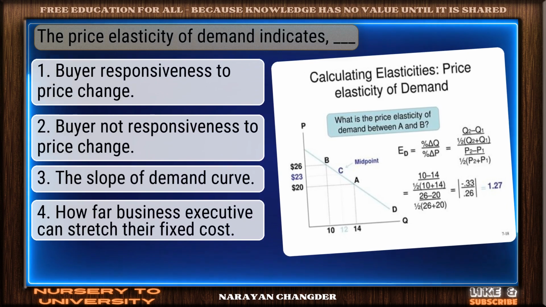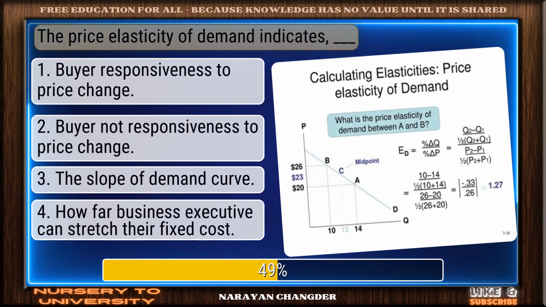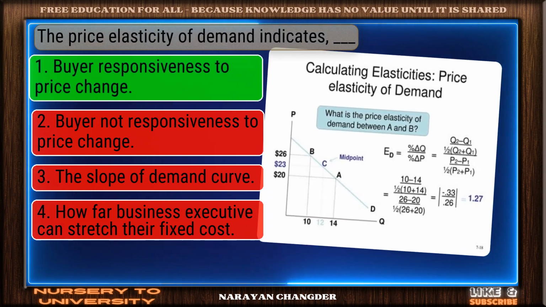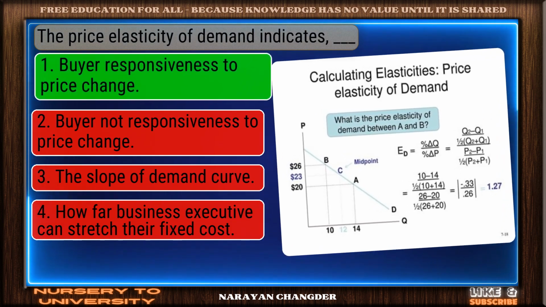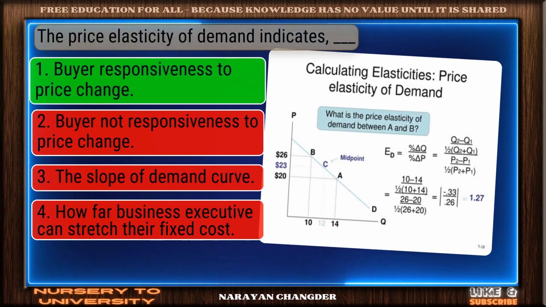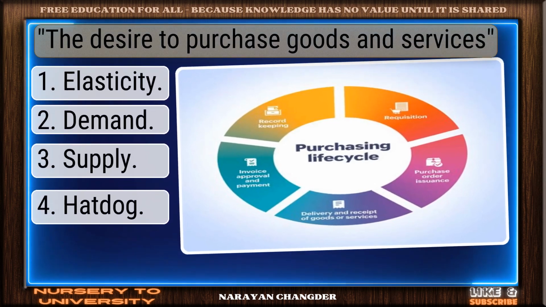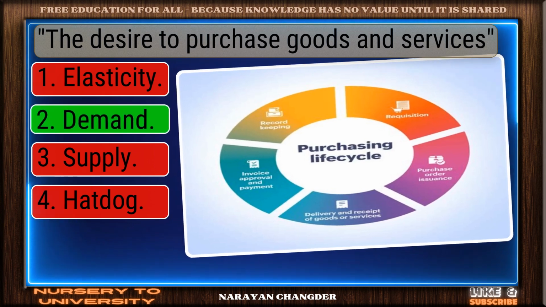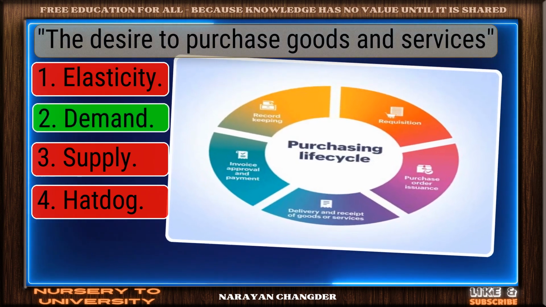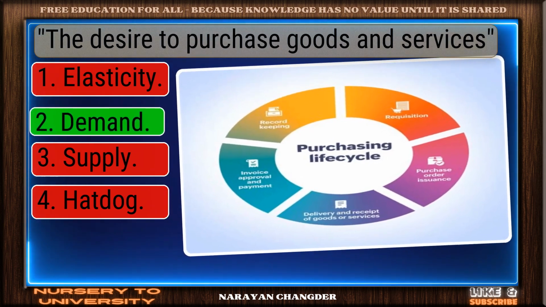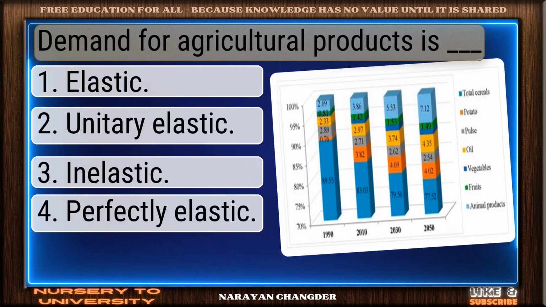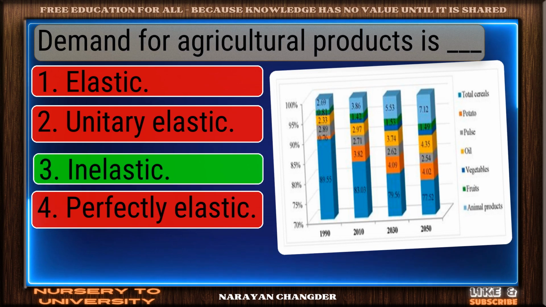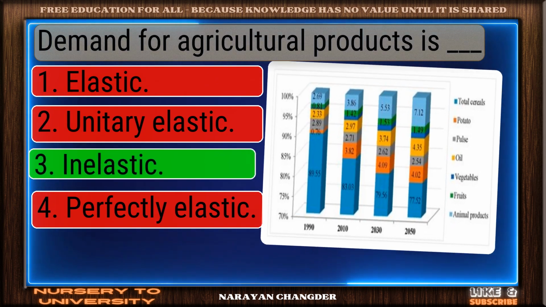The price elasticity of demand indicates dash. You're right. Buyer responsiveness to price change is the correct answer. The desire to purchase goods and services? Clear logic. Your choice, demand, is sound and 100% true. Demand for agricultural products is dash. Correct. Inelastic is the right answer.